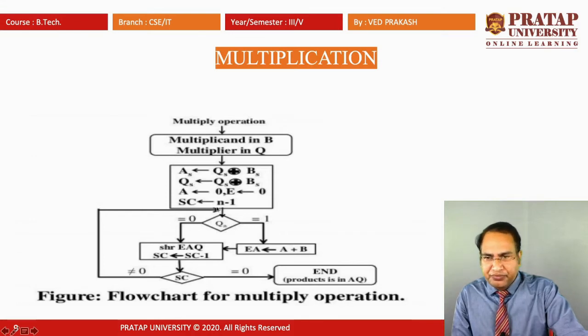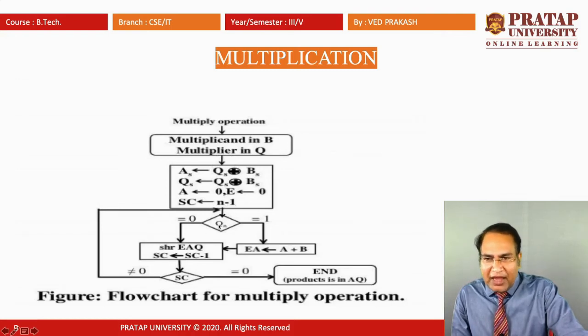into the QS. And we set A to 0 and flip-flop E to 0, and SC is a sequential counter that denotes the number of multiplier bits. So here we mention n minus 1. We do not use n here because n minus 1 denotes the number of multiplier bits. Here we remove one bit for the sign bit.